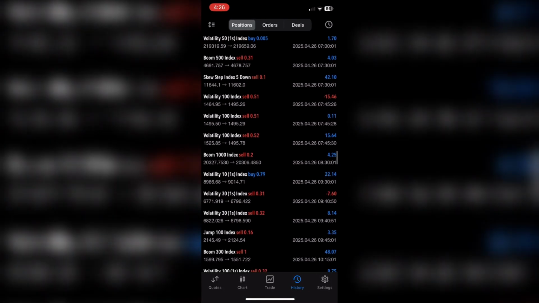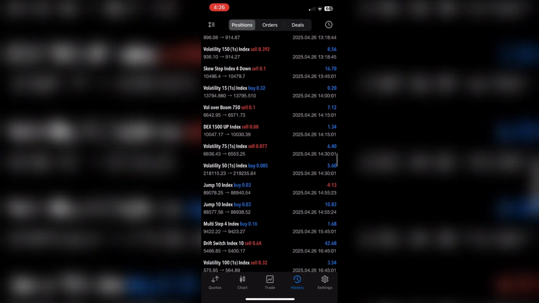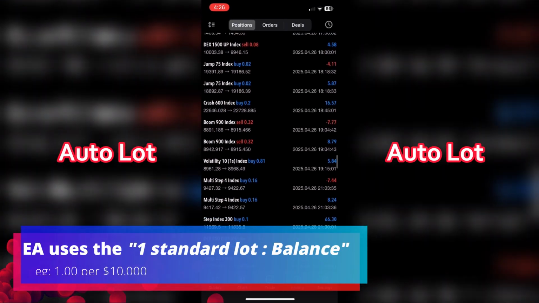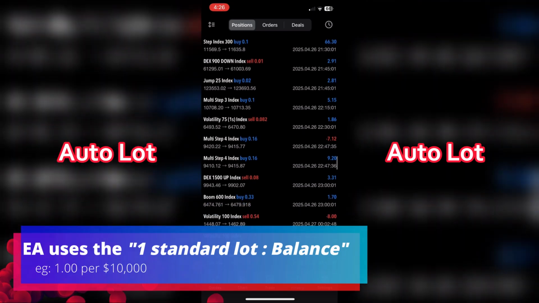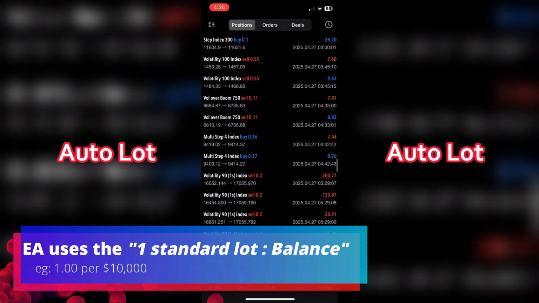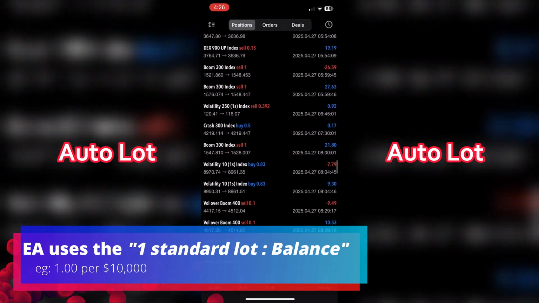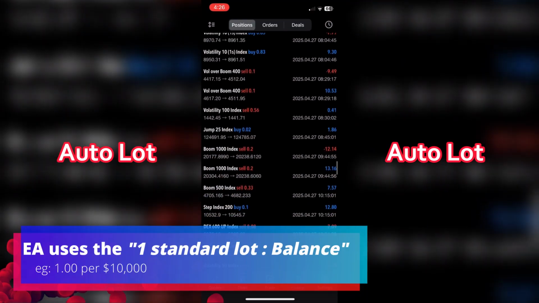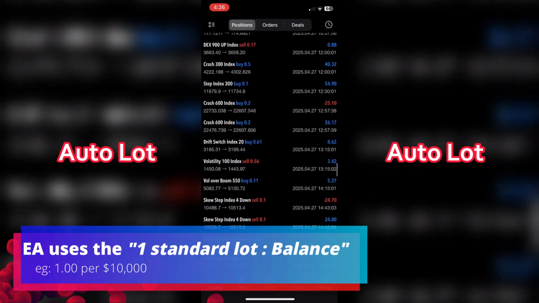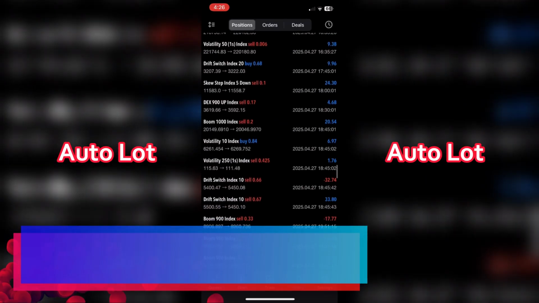So moving on, the second version, as you would suspect, would be the auto lot version. This changes the lot size as your account balance grows. If you're familiar with using expert advisors, then you would be more familiar with these settings. And I know it might not make sense to you now as to why I created two versions instead of one, but I promise you, when I explain each in further detail, you will understand.